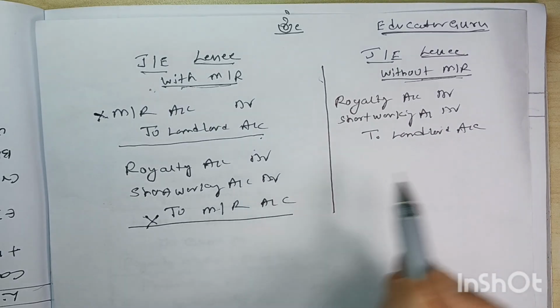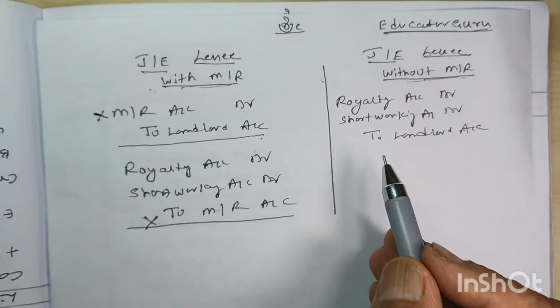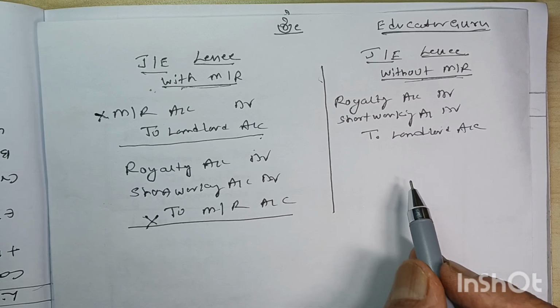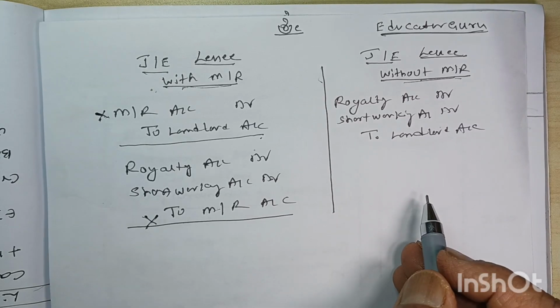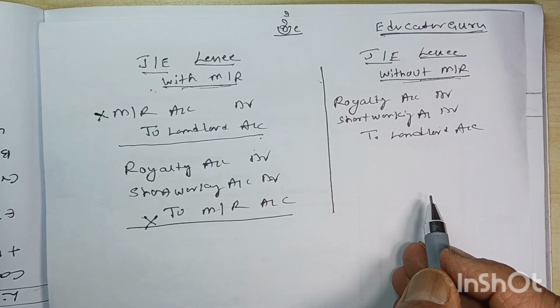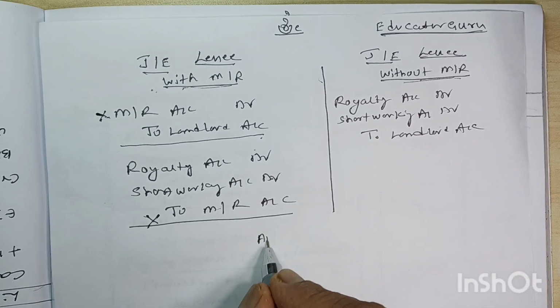So this is the only difference between with minimum rent and without minimum rent, which is also called dead rent. In this way I am going to give you the journal entries in the books of lessee, for the analytical tables that we have done.